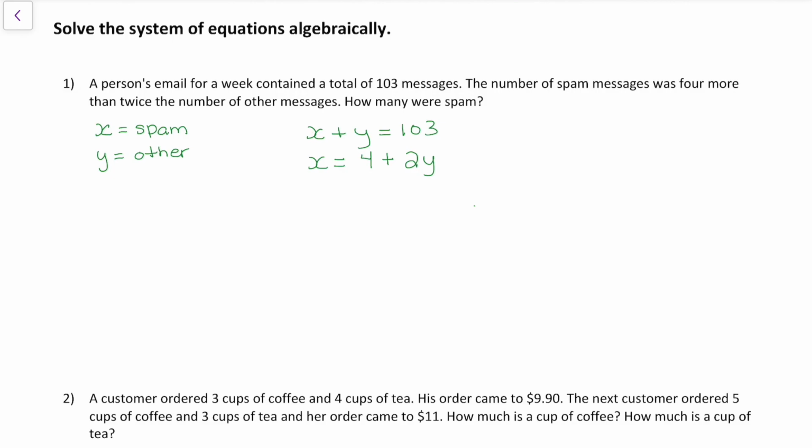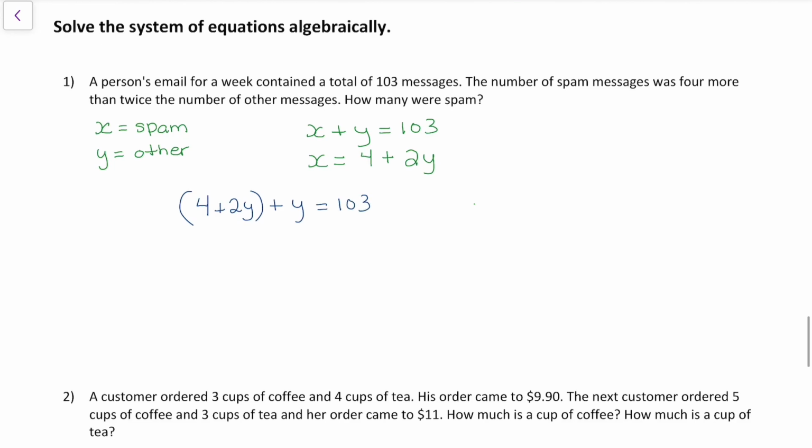How many were spam? So now that we have our 2 equations, we can decide whether substitution or elimination would work best here. Because we already have an X equals, we can use substitution here. It's already done our first step. So let's look at substituting X equals 4 plus 2Y into our original equation. So we get 4 plus 2Y plus Y, so there's our X, plus Y equals 103. And I can combine my Y's here, so I get 4 plus 3Y equals 103.